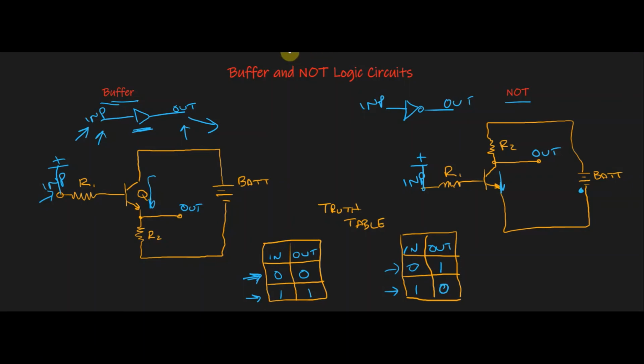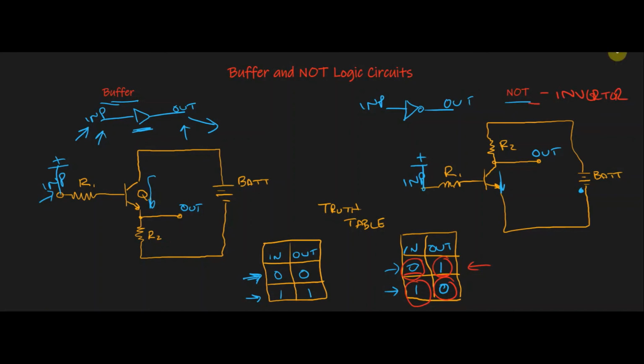Now, if you look at this close, if we have a 0 on our input, we get an output of 1, and if we get a 1 on our input, we get a 0 on our output. So in other words, a NOT logic circuit can also be called an inverter. It will take the input and it will invert it.